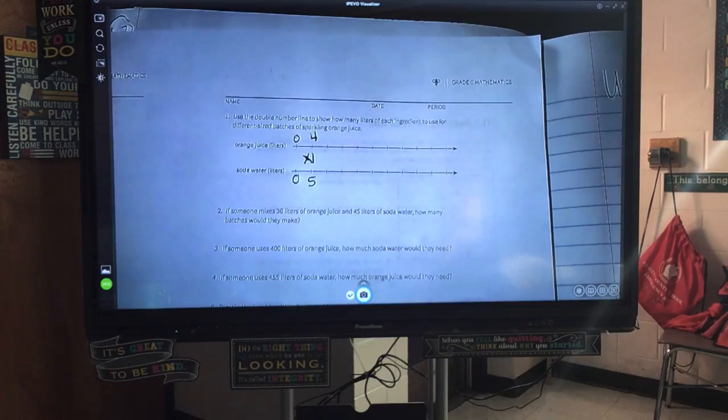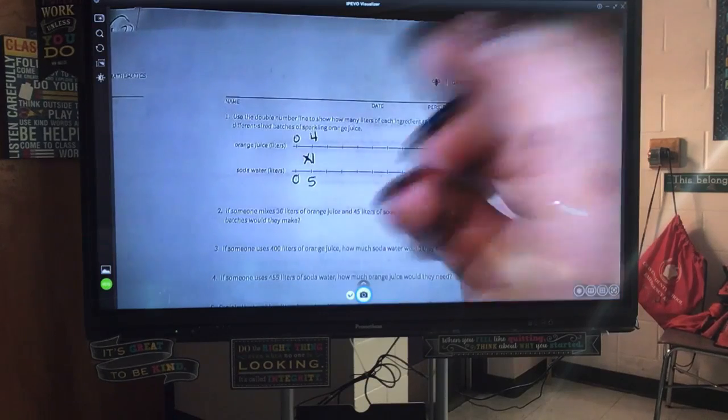Stand up when you're finished. Give you about another 20 seconds or so. Ten seconds. All right, have a seat.